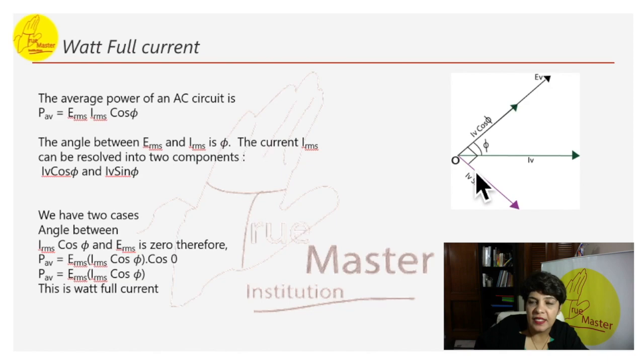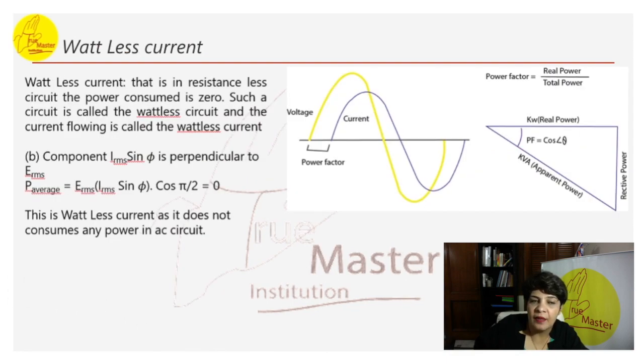So when this is 90 degree, cos 90 is 0. When it becomes 0, we call the component IRMS sin phi idle or wattless current because it does not consume any power in the AC circuit. This happens in a purely inductive or capacitive circuit in which the voltage and current differ by a phase angle of pi by 2. We will see the special cases of pure capacitance and pure inductance in the next slide.